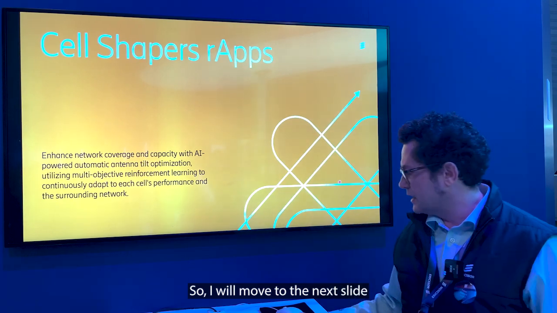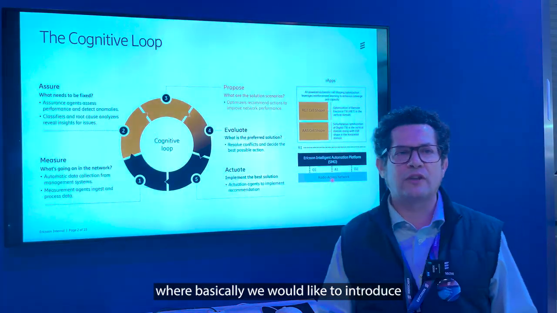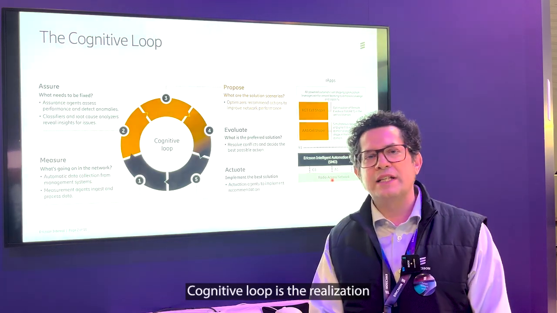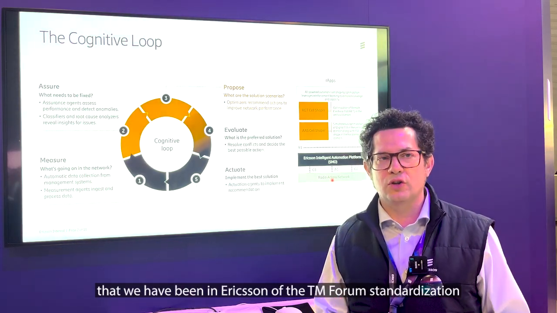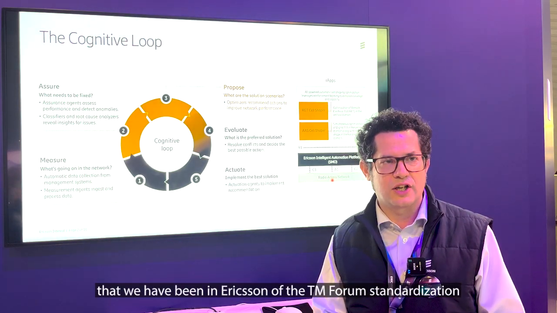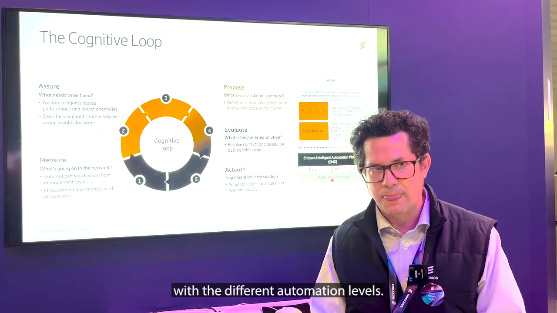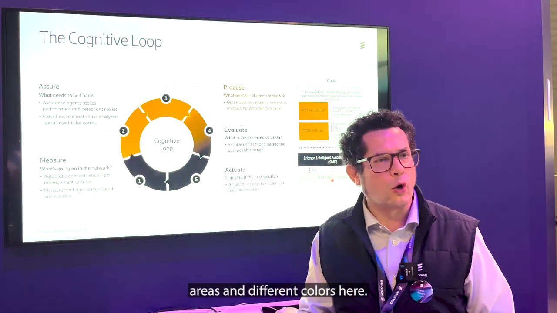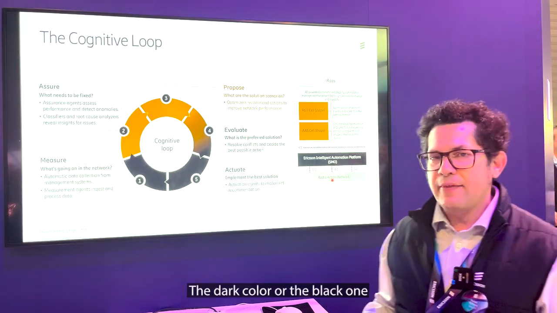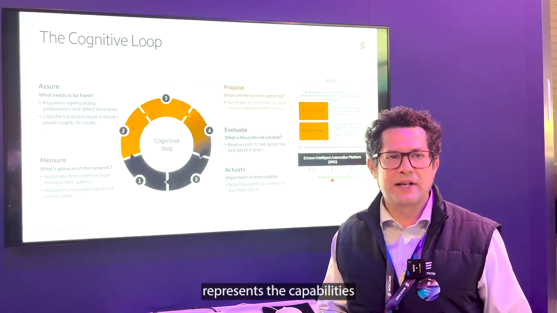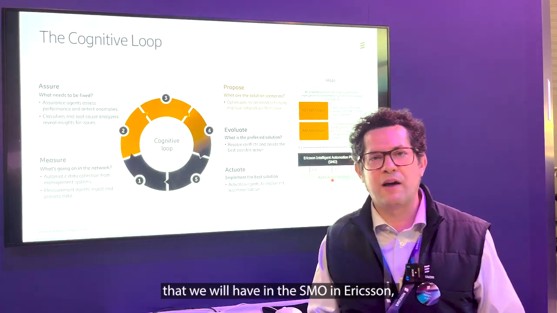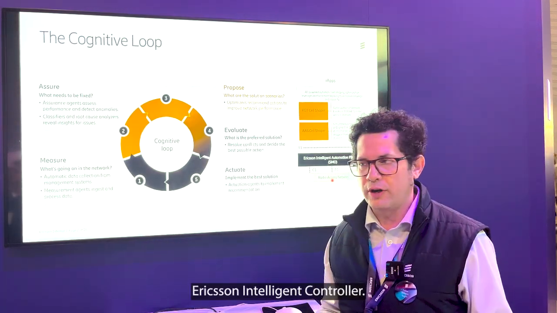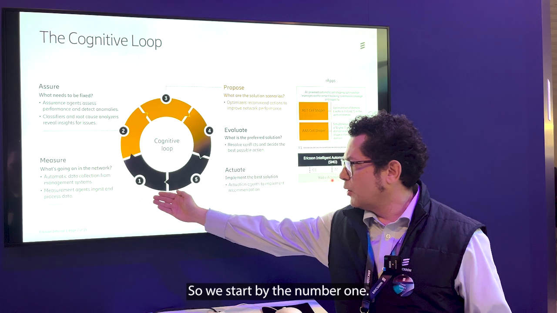I will move to the next slide, where we would like to introduce the concept of the cognitive loop. The cognitive loop is Ericsson's realization of the TM Forum standardization with the different automation levels. You will see that there are different areas and different colors here. The dark, or black, color represents the capabilities that we will have in the SMO, in Ericsson Intelligent Controller. So we start with number one.